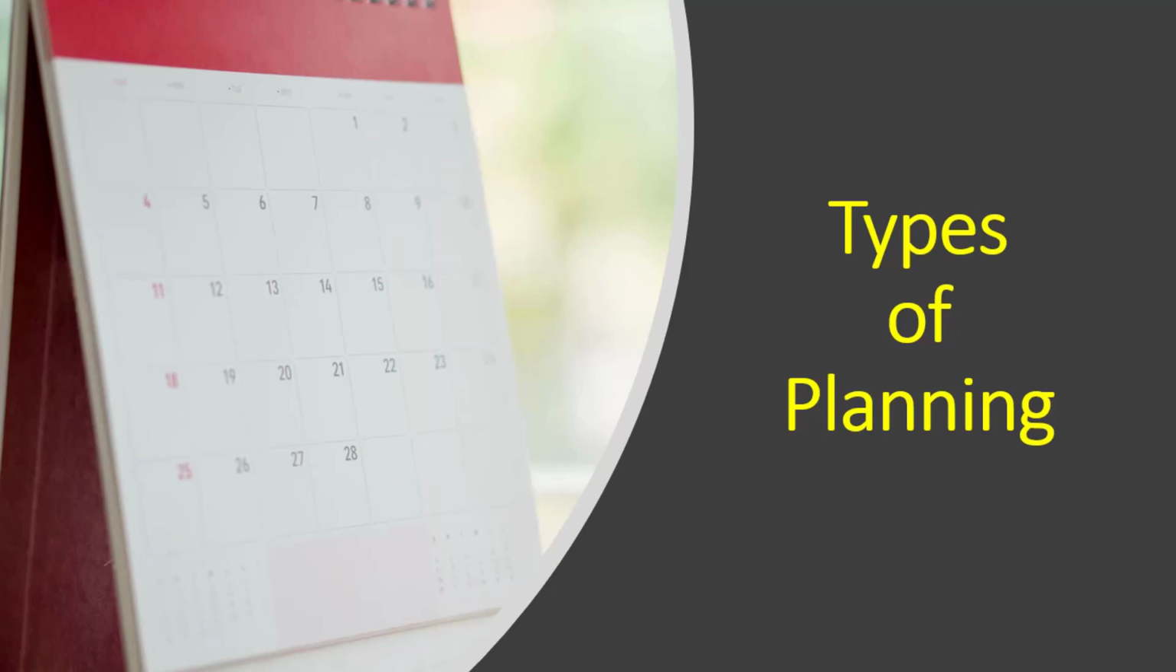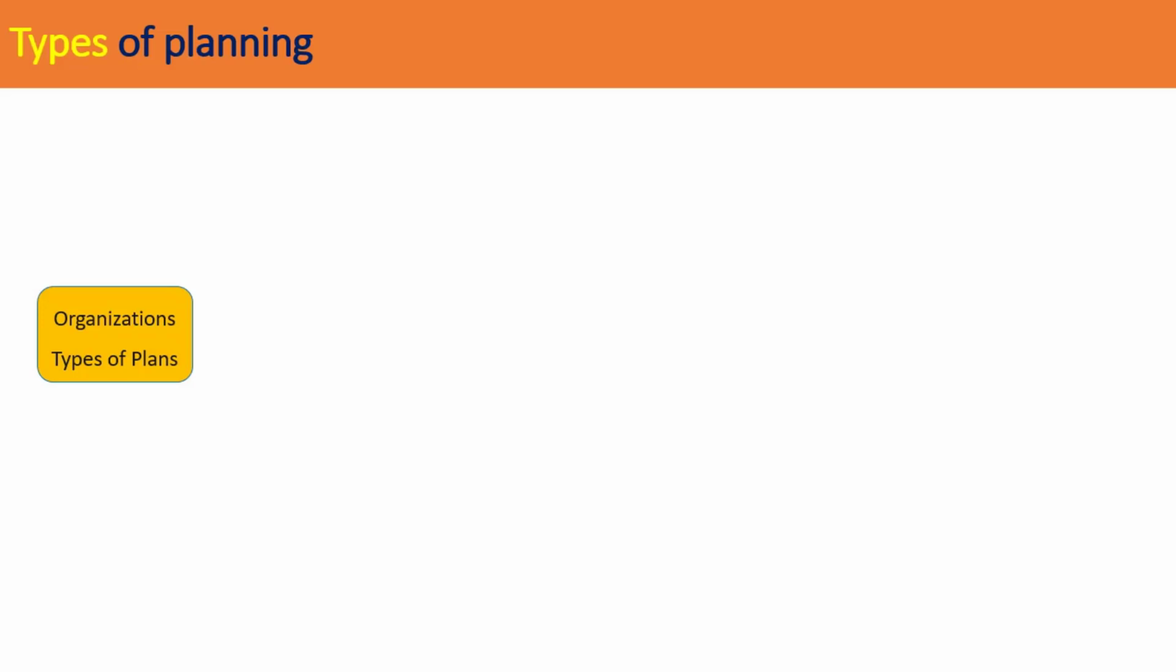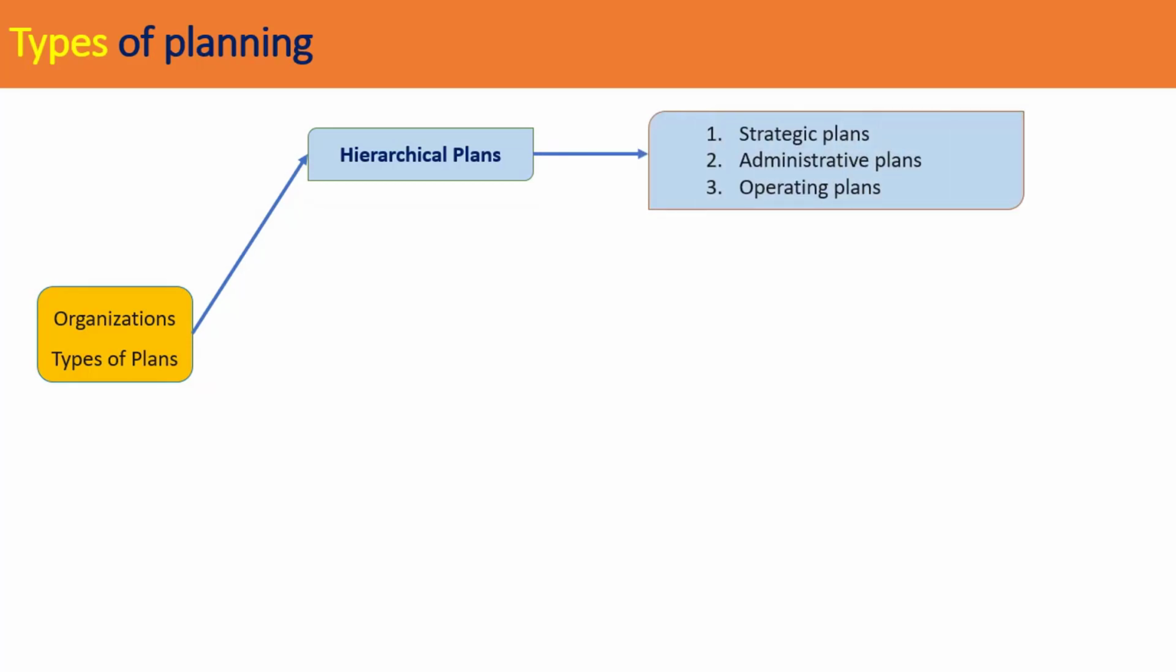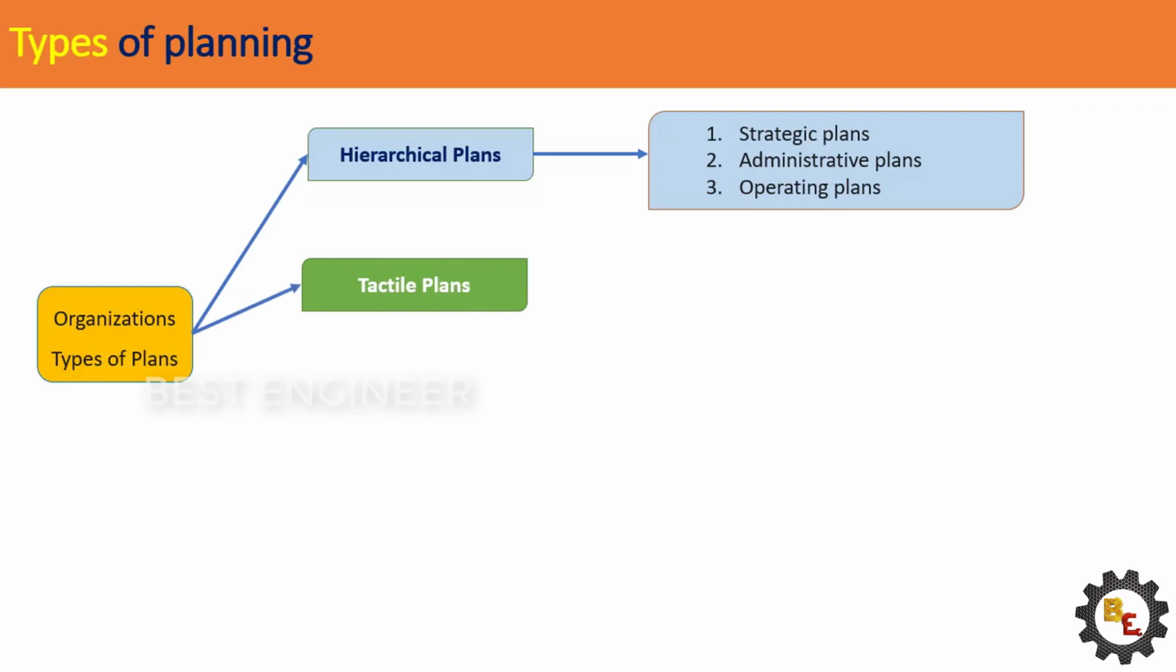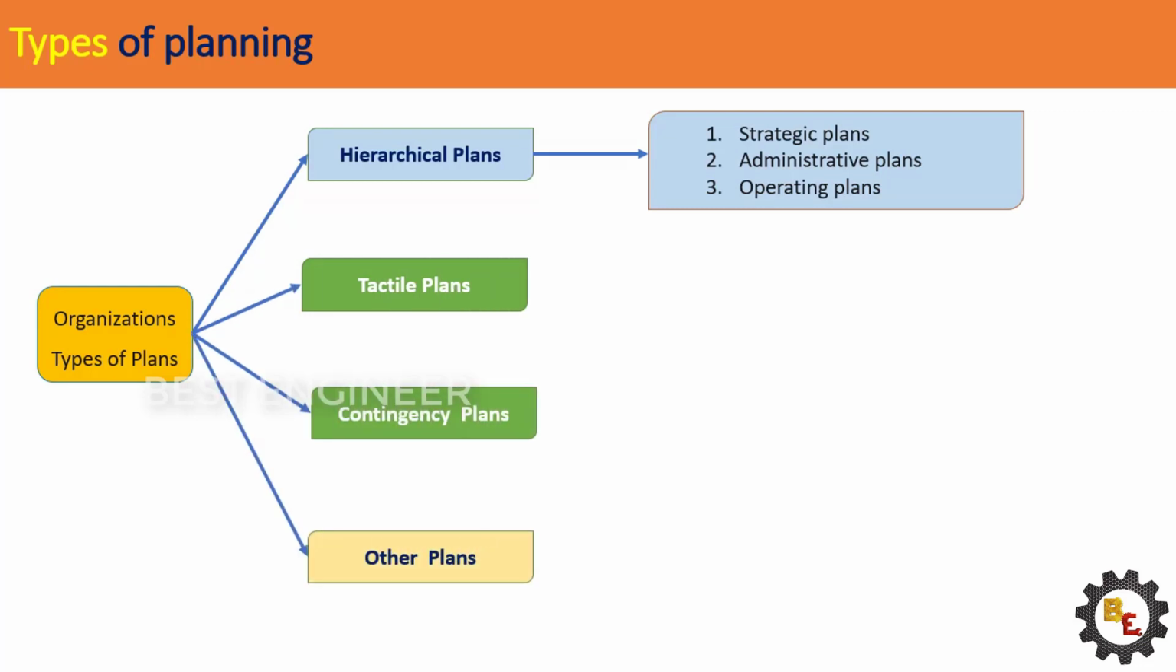Types of planning. There are different types of plans used for different areas in an organization. First one, hierarchical plans. Under that there are three types of plans, such as strategic plans or institutional plans, administrative plans, and operating plans. Next, tactical plan, contingency plan, and other types of plans. In other types of plans there are five types of plan.